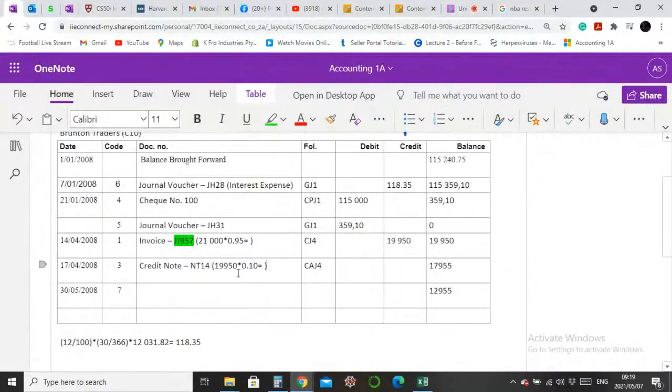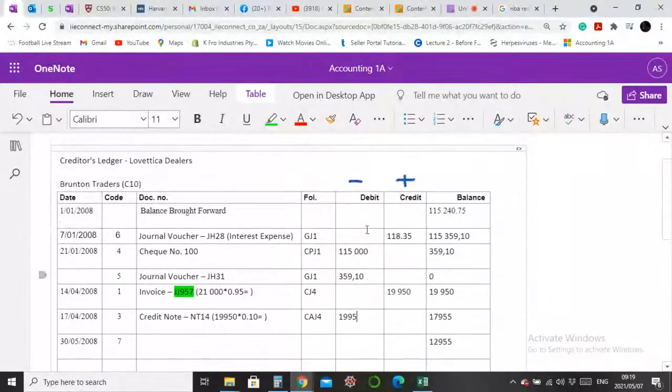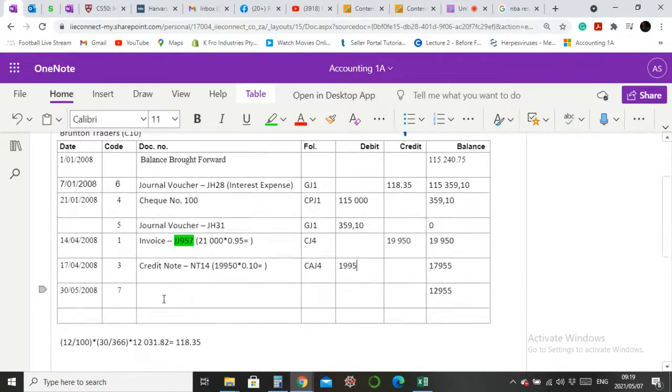All right, someone's on fire. Okay, so 10% of that should be 1995. Okay, and again, obviously that's reducing this credit note. Remember, it's reducing what is owed to these creditors. So that's why we're debiting there. And obviously, can you see we reduced our balance?